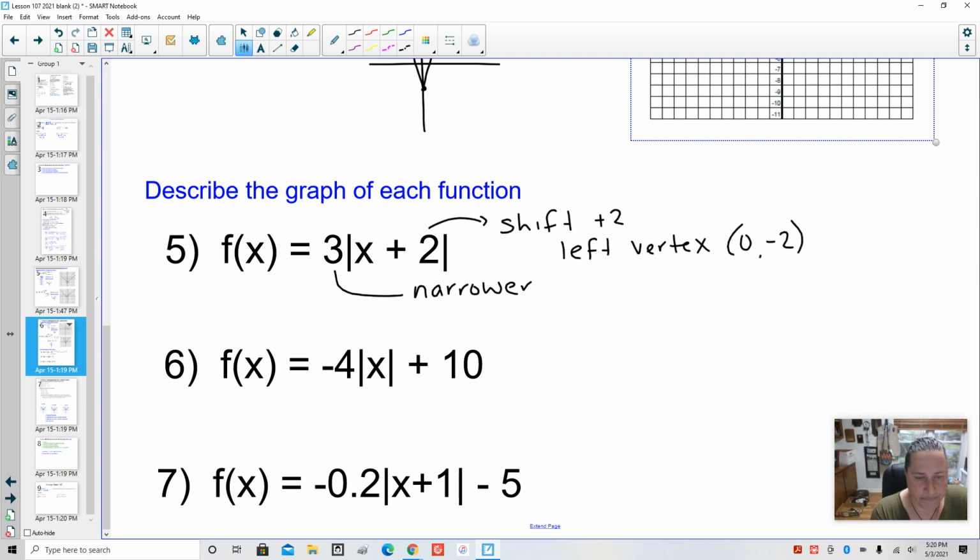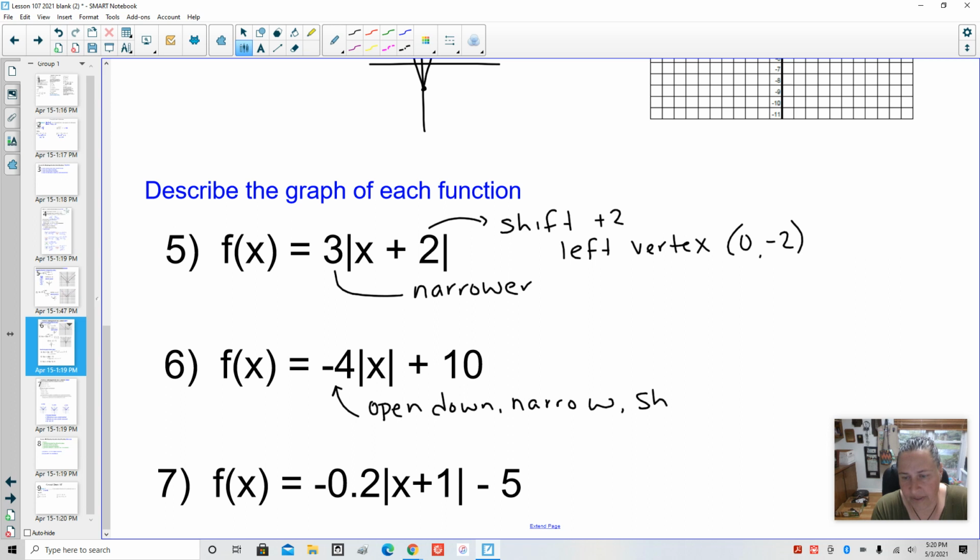All right, let's take a look at this one. Ooh, 2 things are happening here. Not only do we have it open down because it's negative, but we also have it much narrower with a slope of 4 over 1 or -4 over 1. And we're going to shift it up 10. Okay. All right, last one.